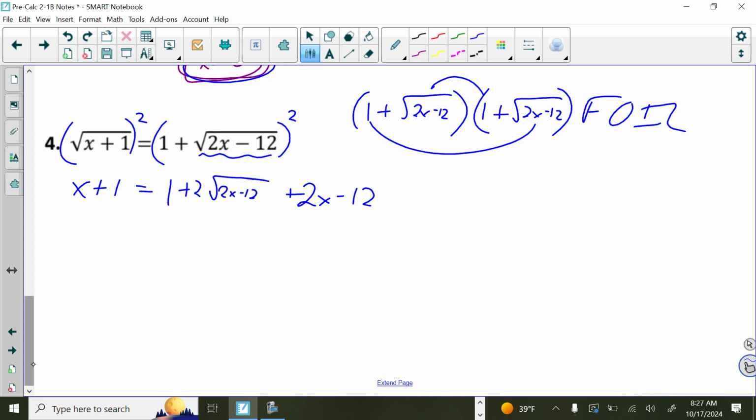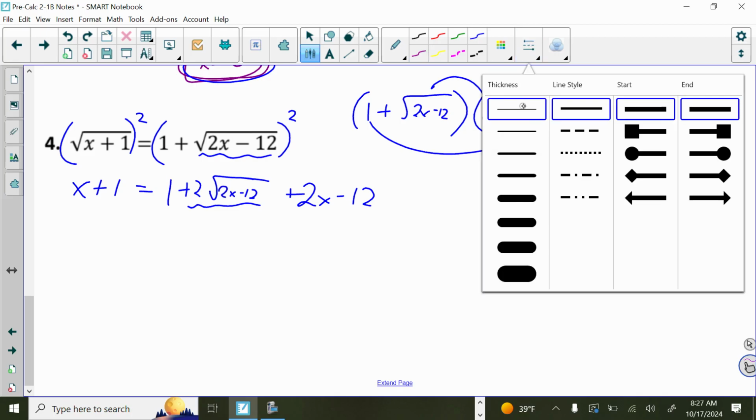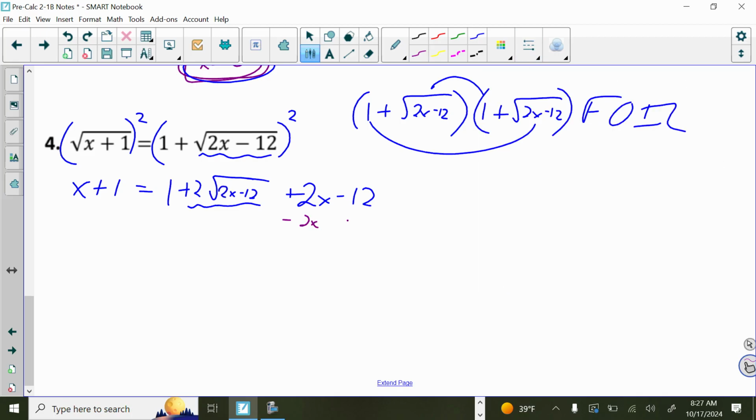Now we want to isolate that radical. So we've got to isolate this piece here, which means I'm going to move all this other stuff to the other side. So I'm going to subtract 2x, add 12 over here, subtract 2x, add 12. I'm actually going to subtract another 1 too because of that. So I'm just going to clean it up for you, just doing the algebra to isolate this piece here. So now on the left-hand side, I end up with, let's see, negative x plus 12 equals just the isolated piece now, 2 times the square root of 2x minus 12.